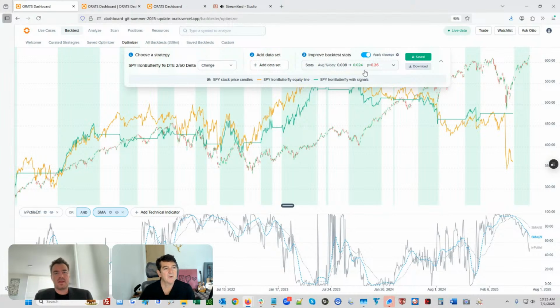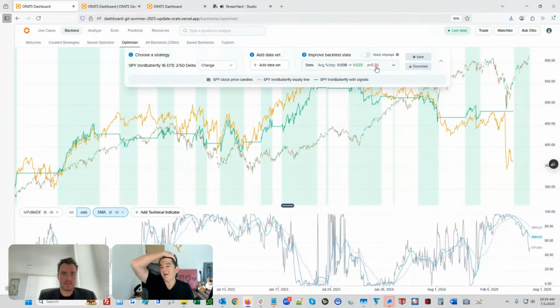Yeah, the slippage definitely. Can you toggle it on and off really fast? Yeah, I just did. I think it's 0.24 is the daily here. Yeah, and then it's just 0.25, so it's not that much different. You can see how it does improve the p-value as well, but so it's not too bad in this case.